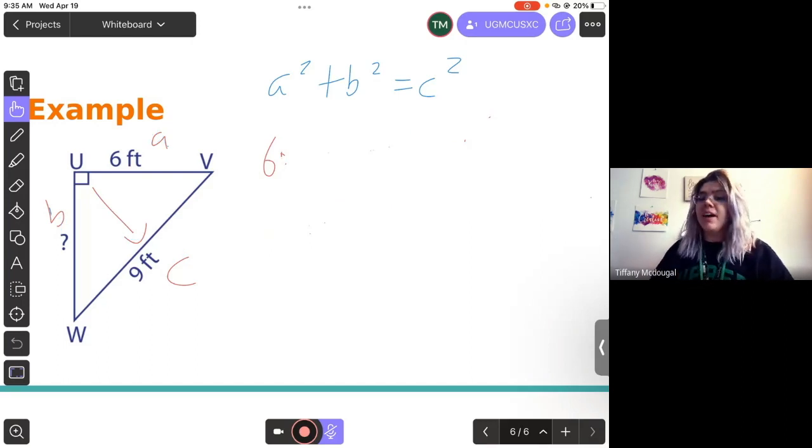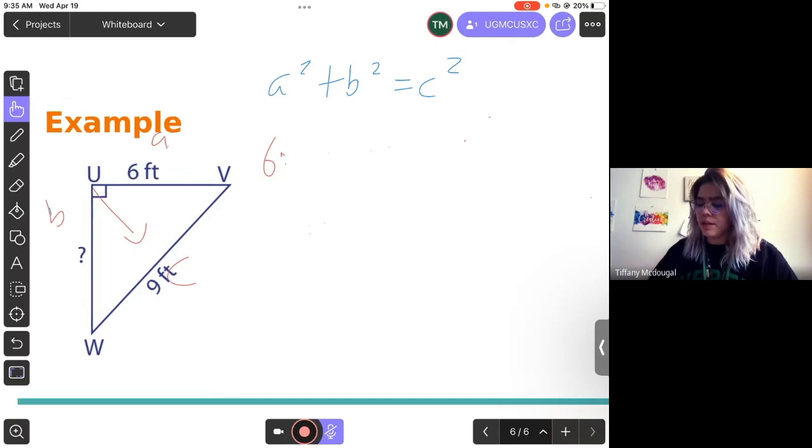All right, so I'm going to go ahead and plug in 6 for A. Add on my squared. Plus, and now I'm going to plug in B. Oh, I don't have B, so I'm just going to leave it as B, but you could substitute an X if you prefer. And it looks like C is 9.